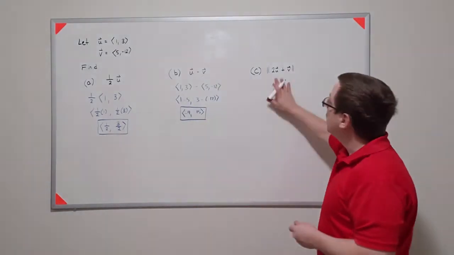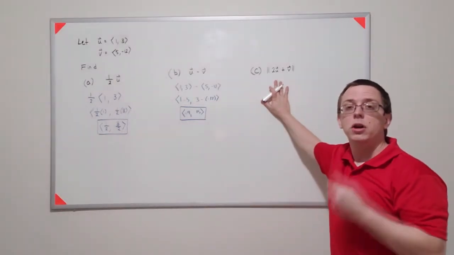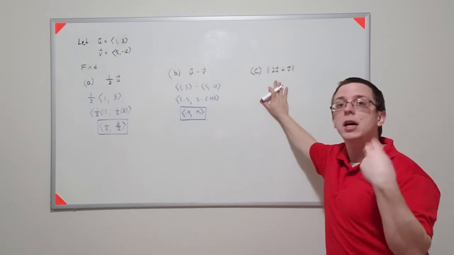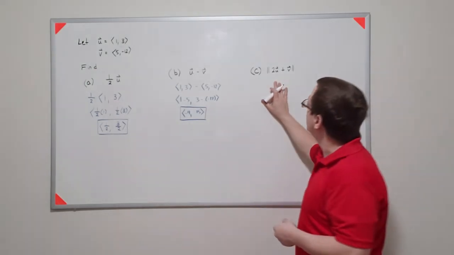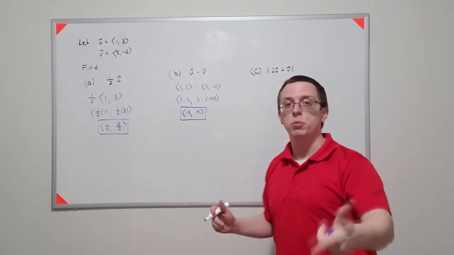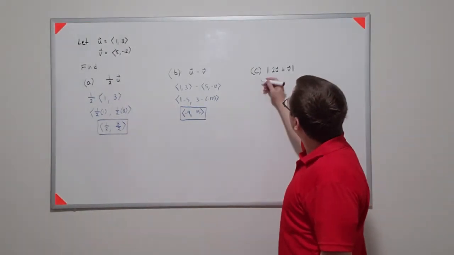Simple enough. And finally, we're going to get the magnitude of 2u plus v. So this is really two problems in one. We have to get 2u plus v, then we have to compute its magnitude. So, well, that's really three problems, right? Because we have to get 2u, then we have to do 2u plus v, anyway.